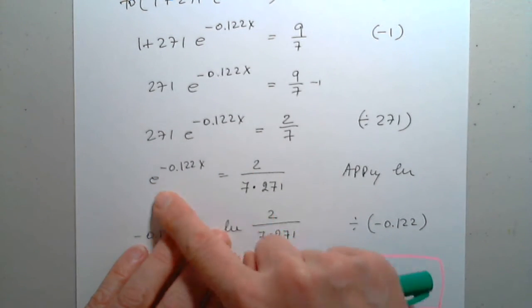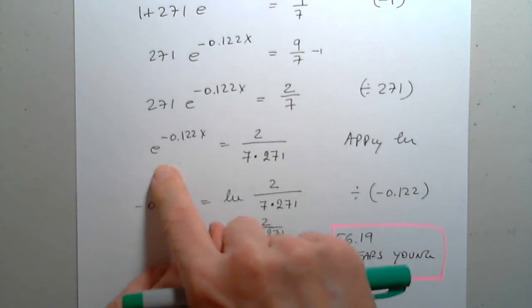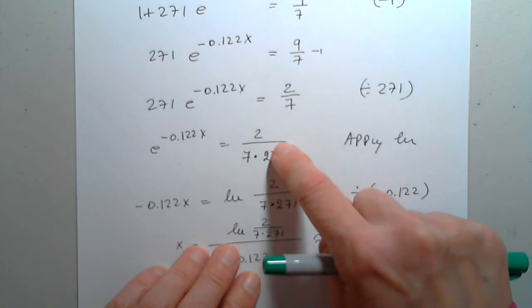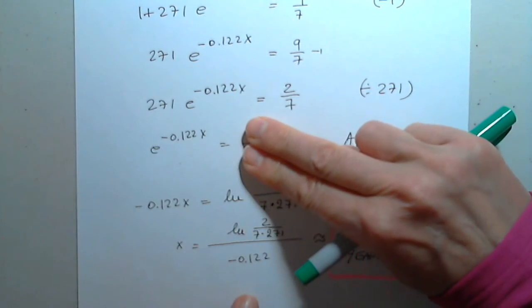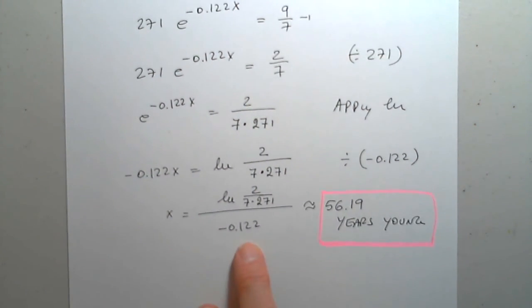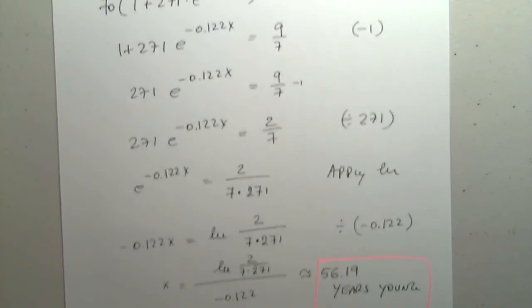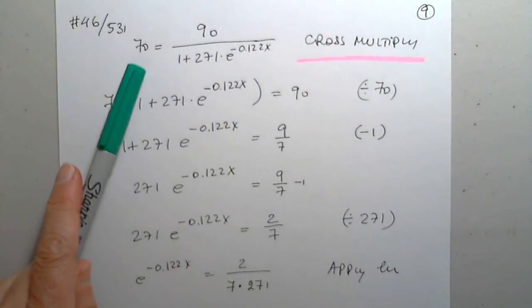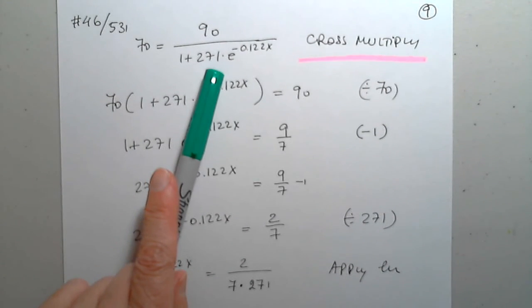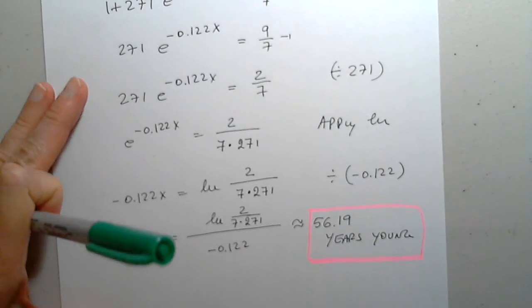So I get this. At this point, I apply natural log, not before. The left-hand side, natural log e is 1, and equals natural log of this number. So x is this natural log over this. When you plug in everything in the calculator, you get 56.19 years. So at 56, we expect about 70% of the population, if this model is still true, to have some coronary heart issues or disease.